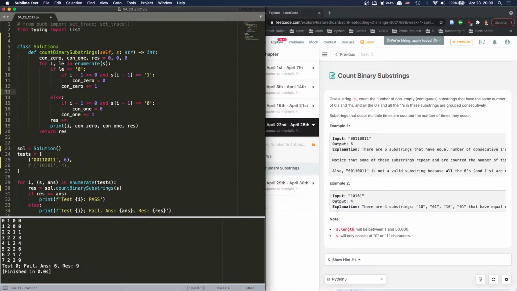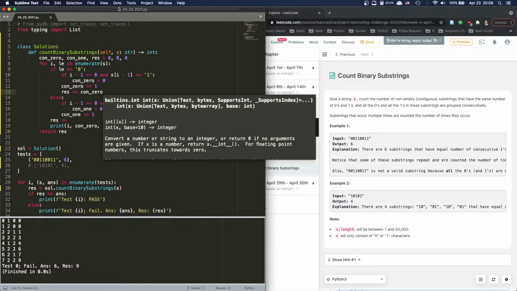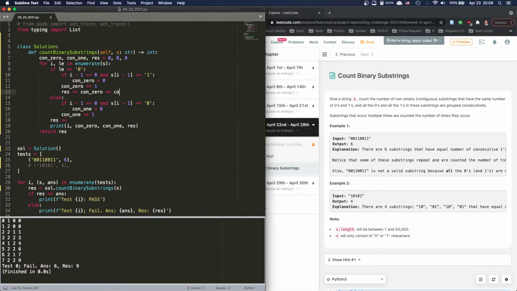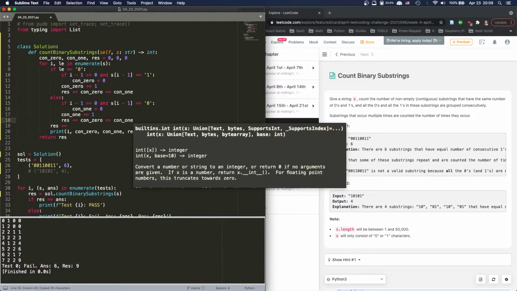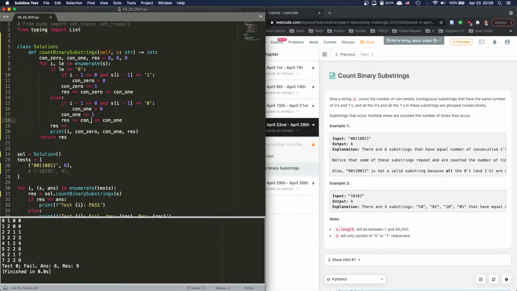If this plus 1, then rest is going to plus equal to consecutive 0, because consecutive 0 is increasing. So it has to be smaller or equal to consecutive 1s, right? And then this one is 1 is increasing, so it has to be consecutive 1 smaller or equal to 0.